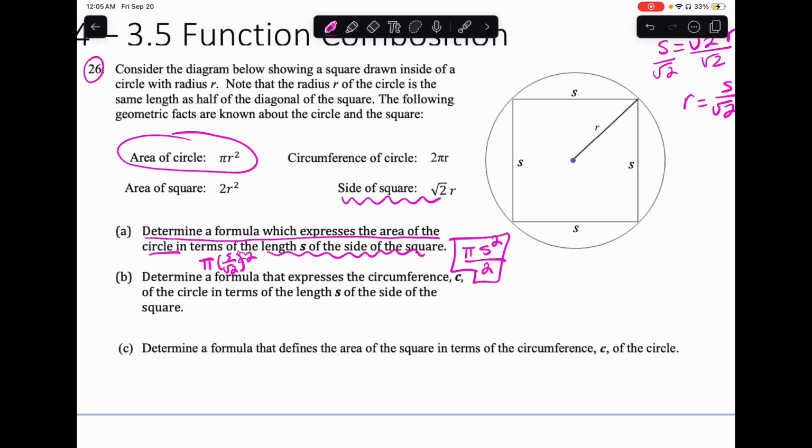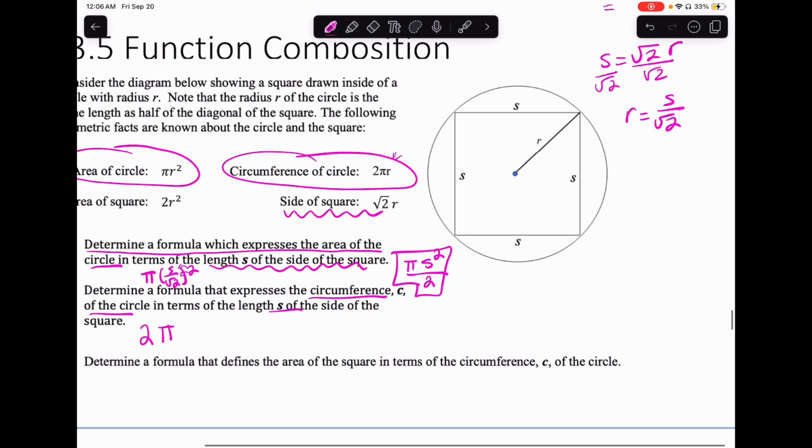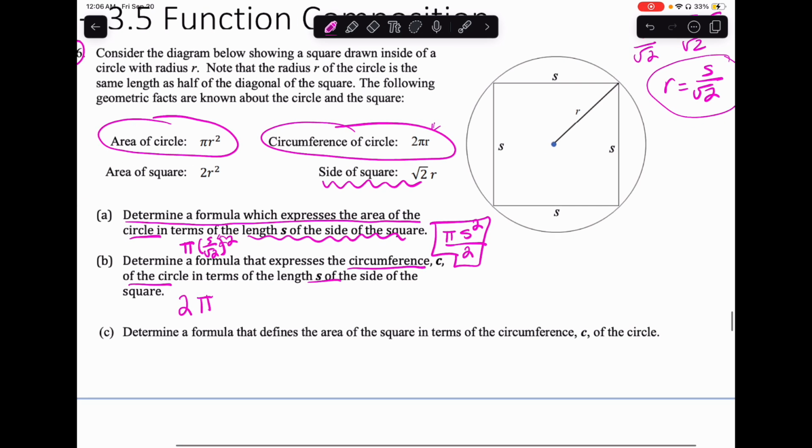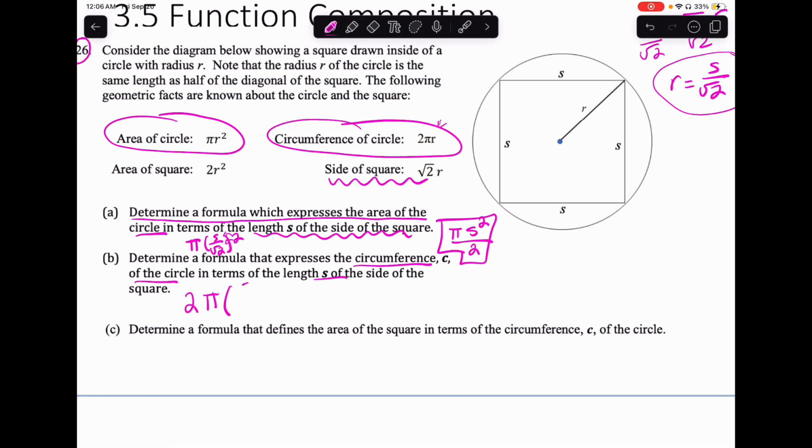For part B, determine a formula that expresses the circumference of the circle in terms of the length s. So the circumference of a circle was 2 pi r. When it says in terms of the length s, luckily we already have r in terms of s, so we can just use that one. So instead of r, we're going to say s over the square root of 2.